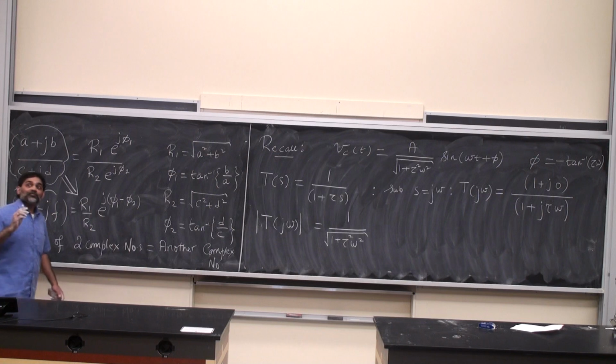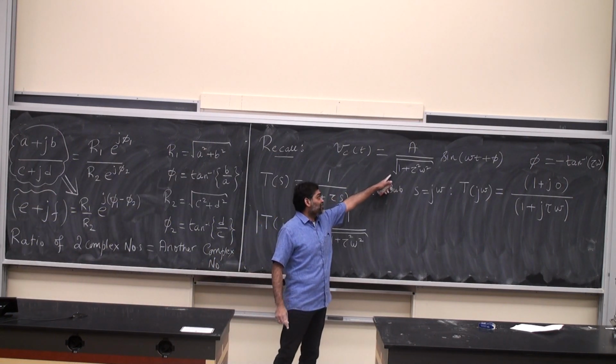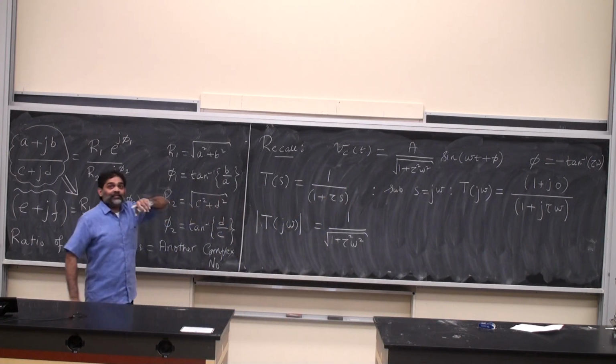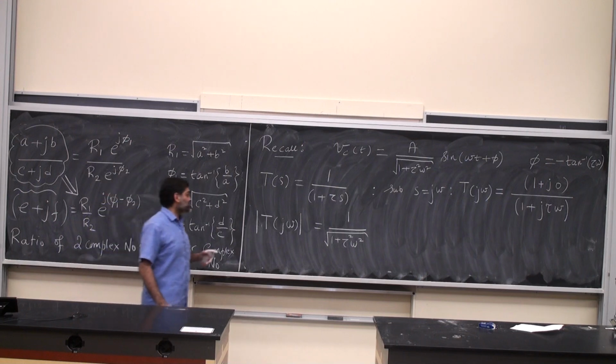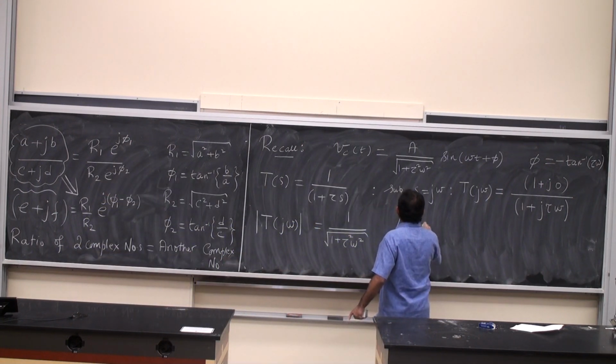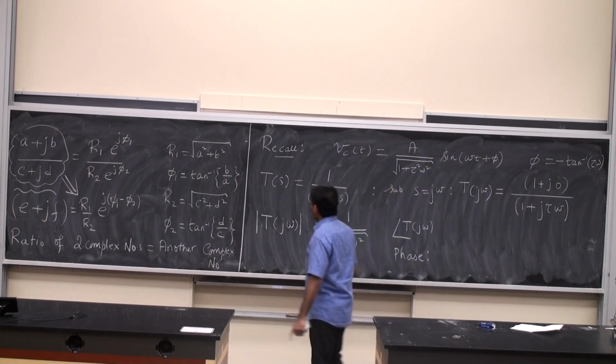Do you see this creature in our solution? Right? Do you see that exactly sitting right there? Forget the A. It's 1 by square root of that term. Then the other thing, what's the phase? This is called the phase. This is the magnitude.